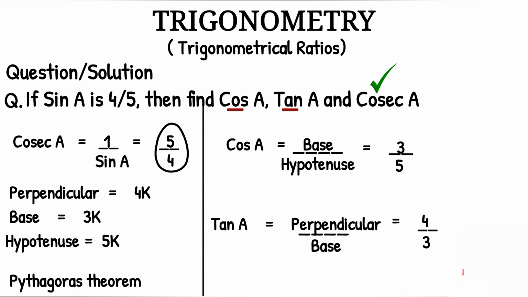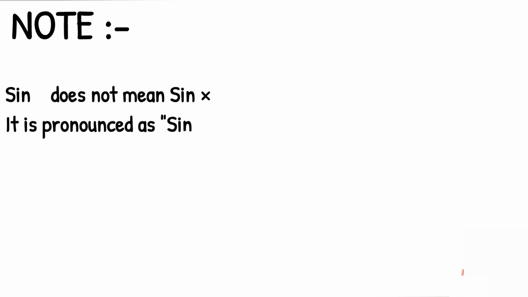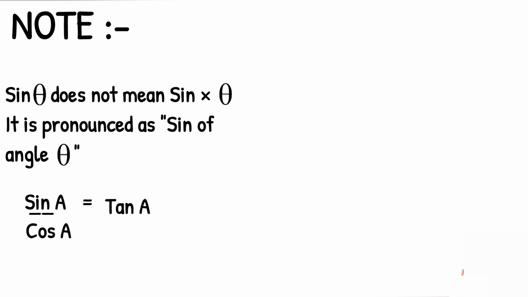4 upon 3. Before going further, note some important points. First, sine theta does not mean sine into theta. It is pronounced as sine of angle theta. Second, sine upon cos equals tan, and cos upon sine is cot. You must be thinking that we say sine of angle A. The angle A would have a value.